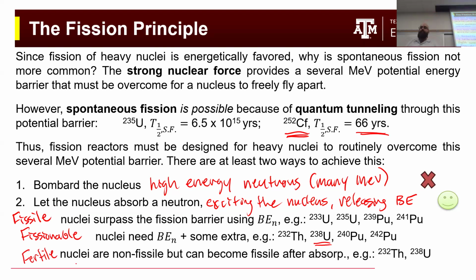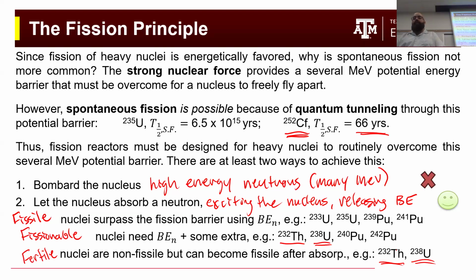Fertile nuclei are the ones that can become fissile after they absorb a neutron. So some of these overlap each other, right? Like thorium-232 is technically fissionable. If you hit nuclei with a high enough energy neutron, you can make them split. But also that thorium-232, same thing with uranium-238, they can also just absorb a neutron, do some transmutations, and then become something that can fission.